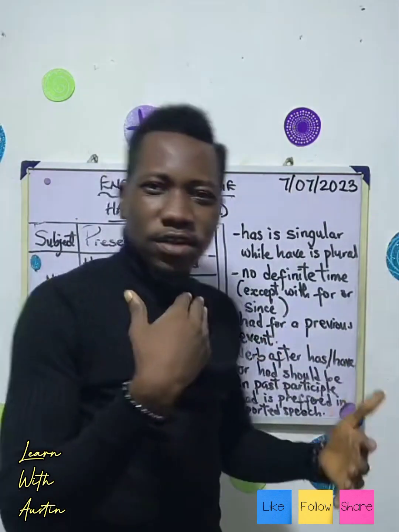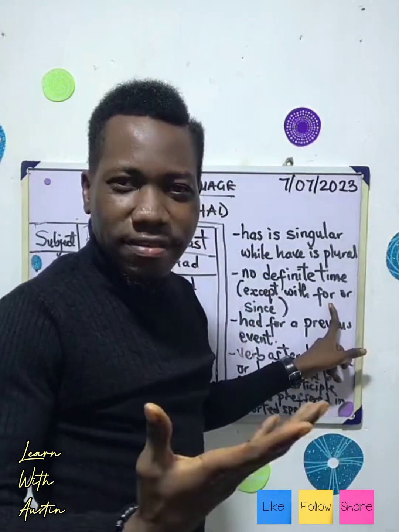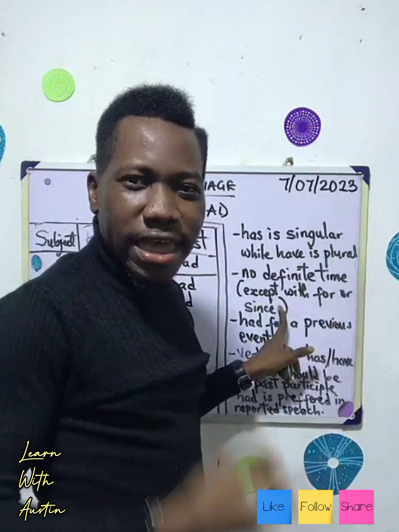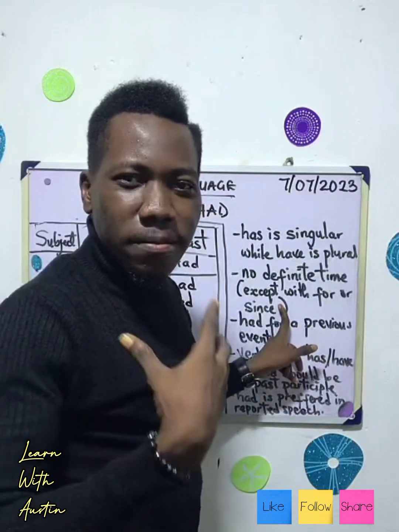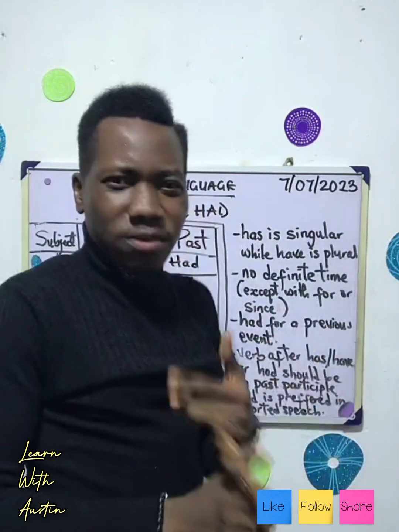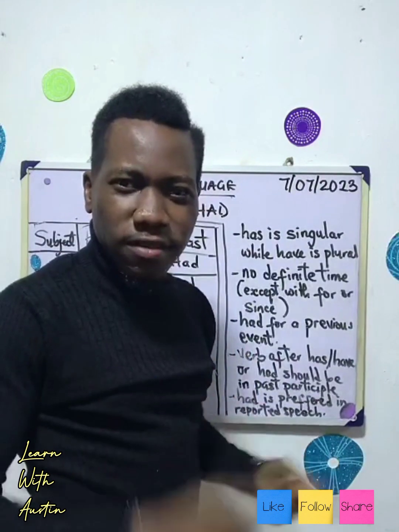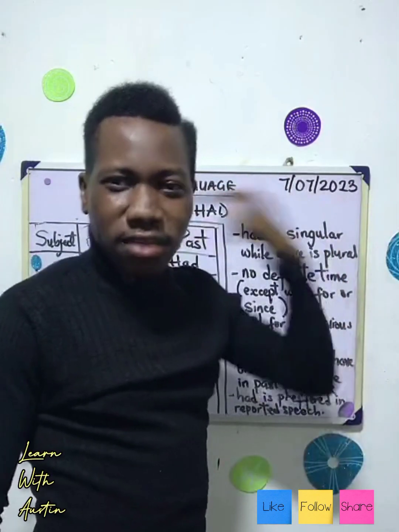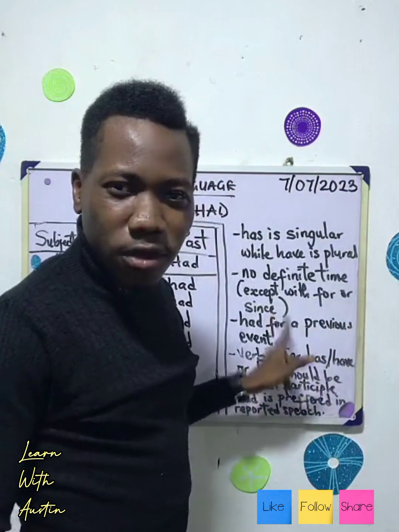For example, she has gone for 2 hours. They've done it for the past 5 years. But he left, he has gone since yesterday. They have done it since last week. Since: last week has no number, yesterday has no number. But the moment you have a number, like 2 weeks, then you say for 2 weeks. They have done it for. When you have numbers, you use for. When you don't have numbers, you use since.